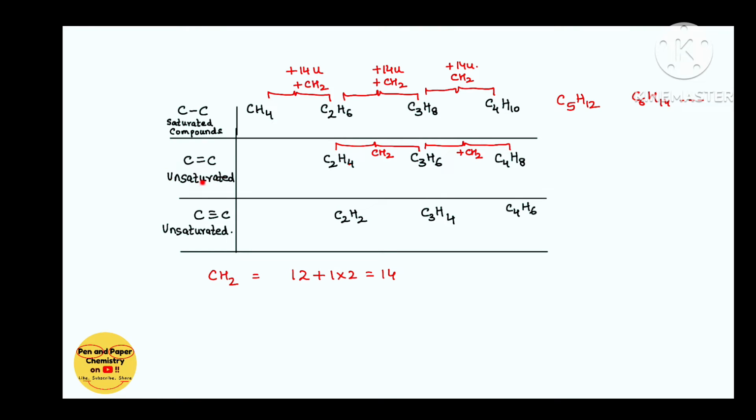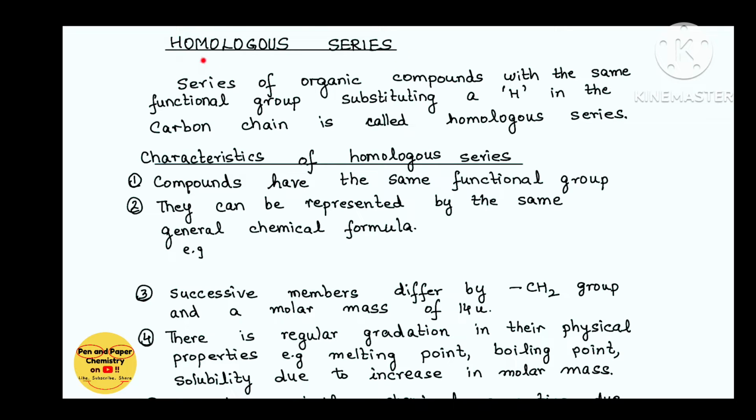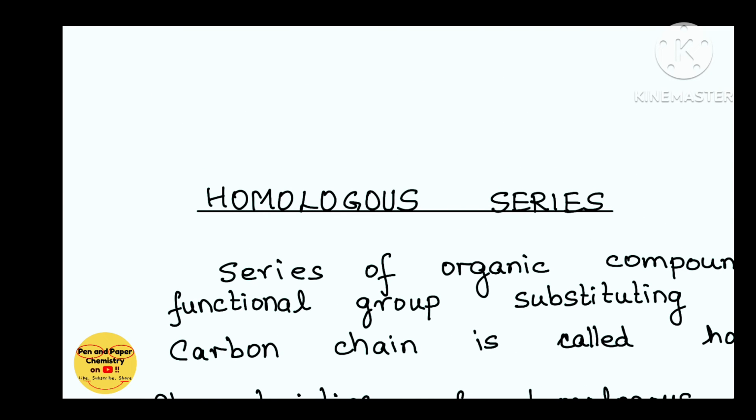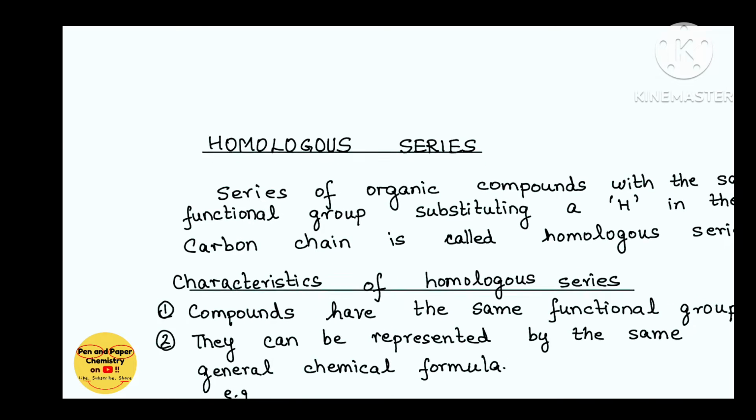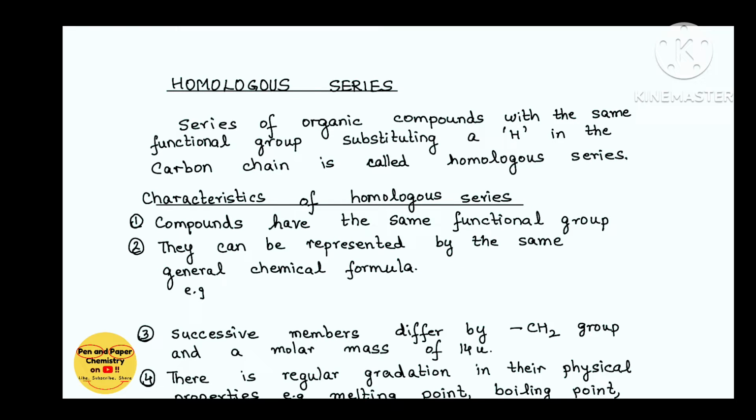This kind of series is present in different sets of compounds. So when you're talking about double bonded compounds, this series is there. Triple bonded compounds have their own series over here. This is what we call the homologous series. And this is what we are going to discuss in detail today. So let us first define homologous series. It's a series of organic compounds with the same functional group, substituting a hydrogen in the carbon chain. Now, what do we mean by this functional group and all? Don't worry.